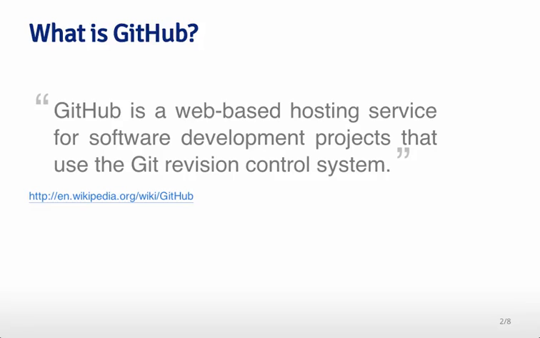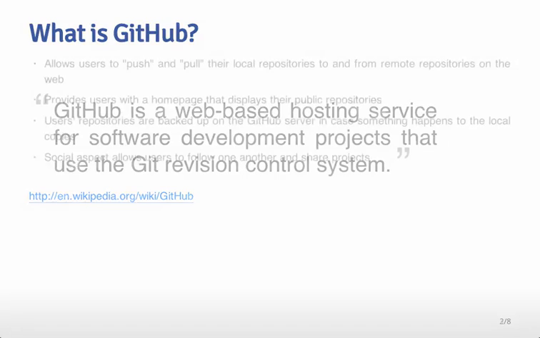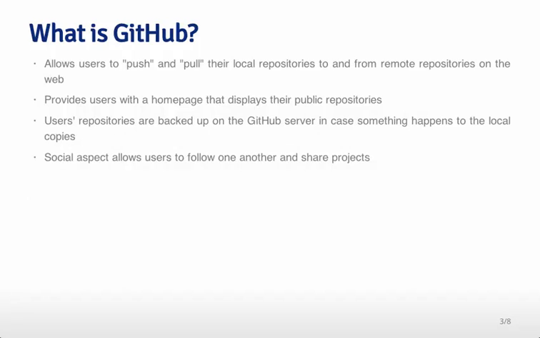So GitHub is a web-based hosting service for software development that uses Git revision control as sort of the driving force. And so what it allows you to do is contribute to projects online and to have your projects posted online so that other people can see them and contribute to them as well. So basically what it does is it allows users to push and pull their local repositories, so things that you've got under version control in Git on your local computer. It allows you to push them and pull them to remote repositories that are on the web.